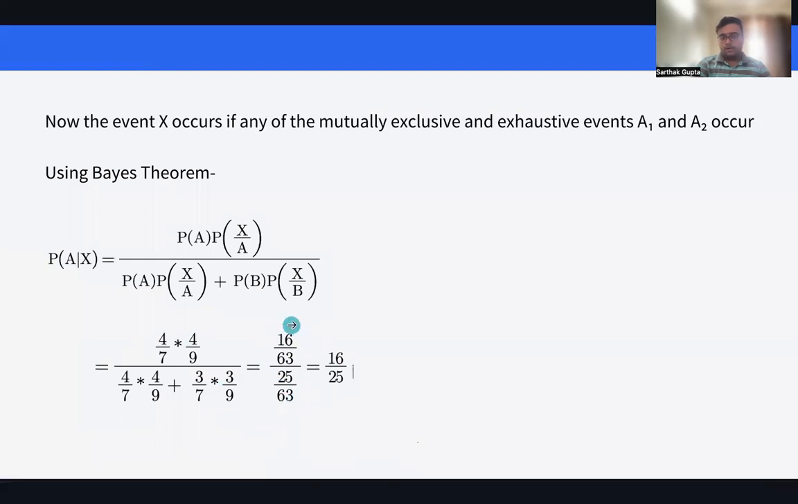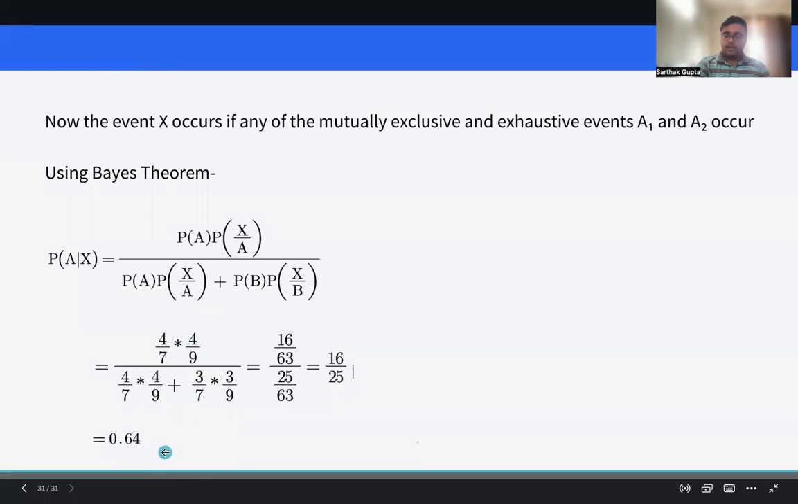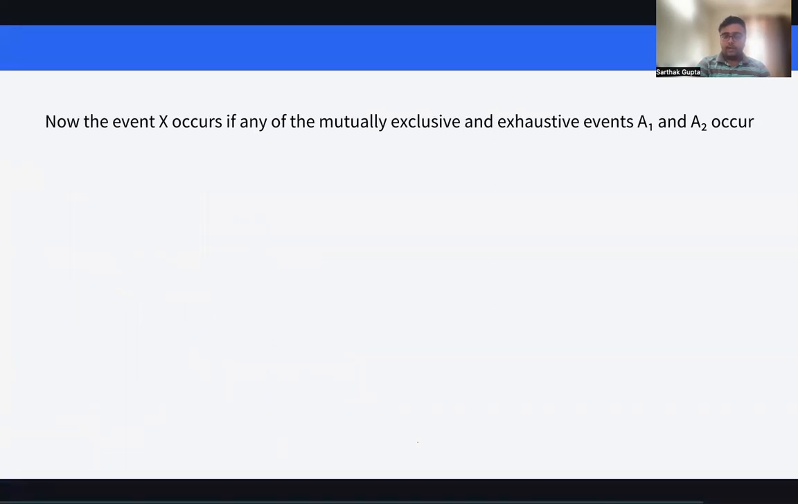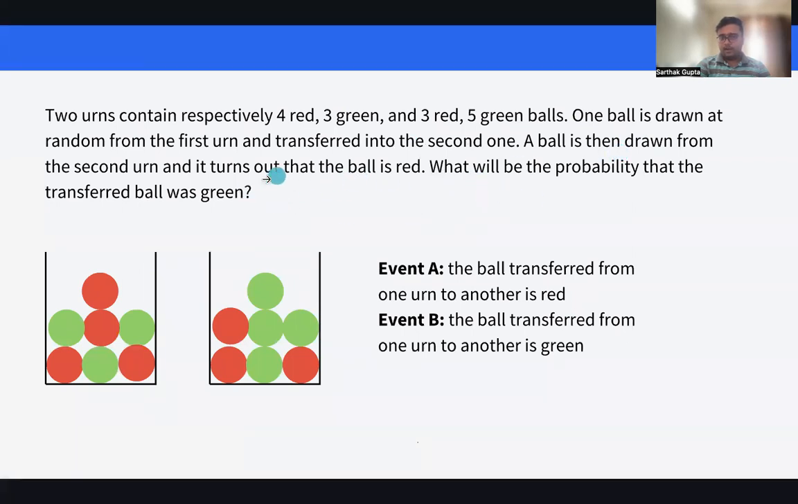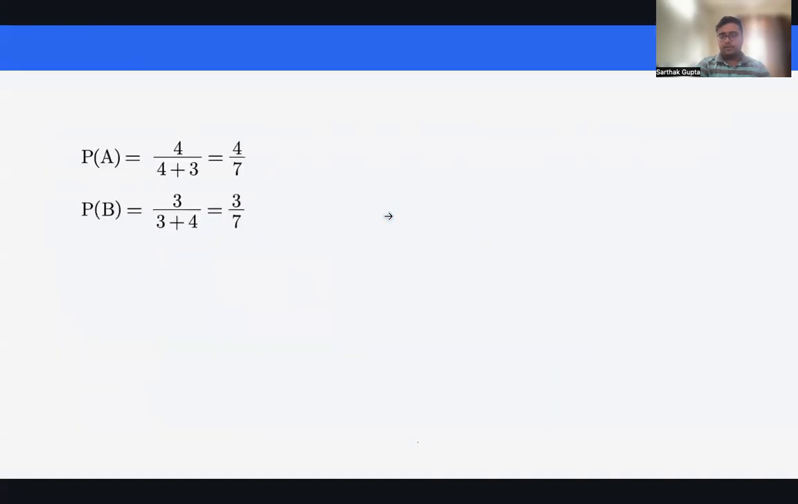So in total, this gives us the expression 16 by 63 upon 25 by 63, which gives us 16 by 25 or 0.64. So 64% is the probability that, when the second ball is drawn and found to be red, the first transferred ball was green.